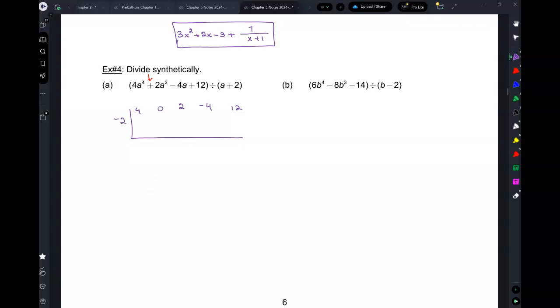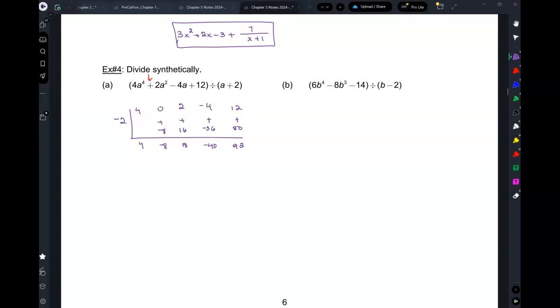Okay. So what goes here? Negative 2. Okay, so 4 comes down for free. Then minus 8. We add negative 8. What goes here? Yeah, because we added. 16. You add 18. Multiply. Negative 36. You add. Negative 40. You multiply. What do you get? 80. You add.